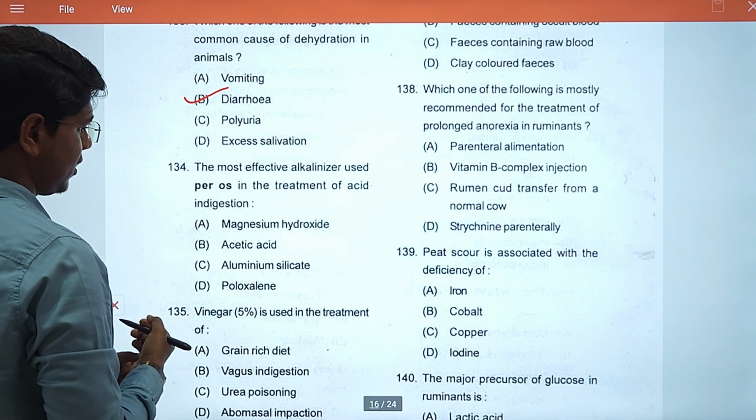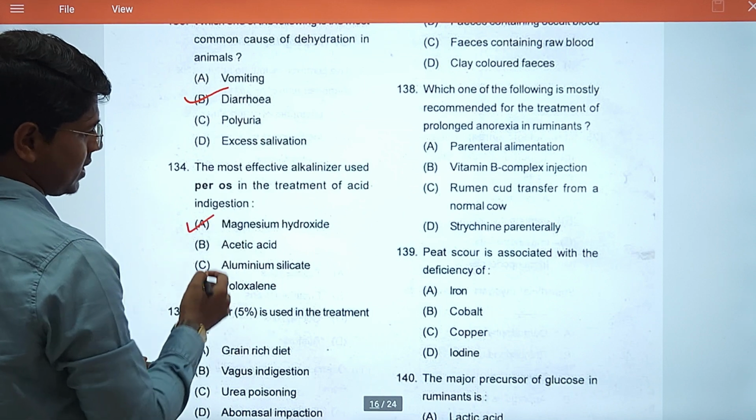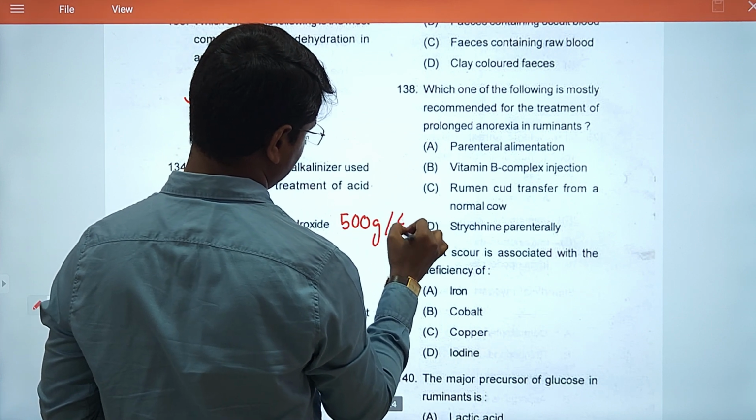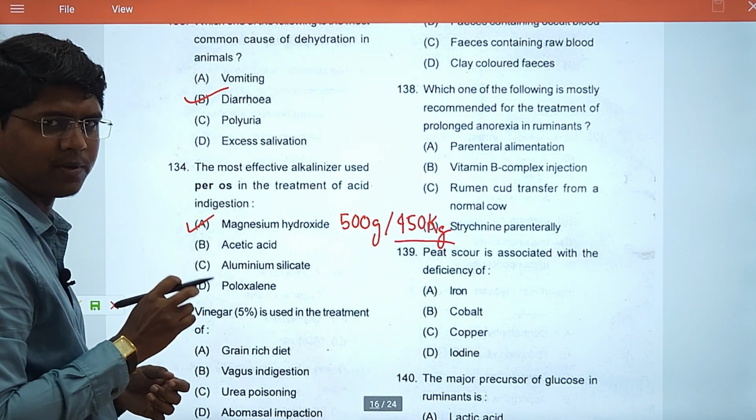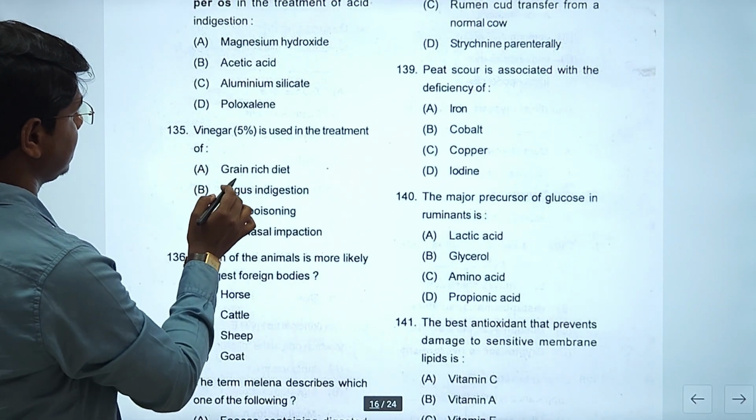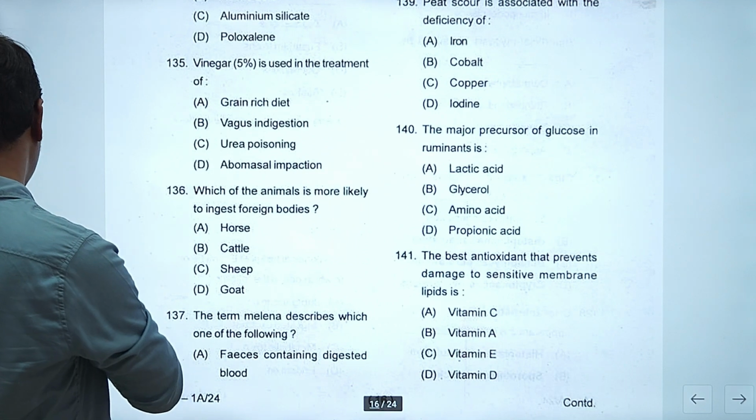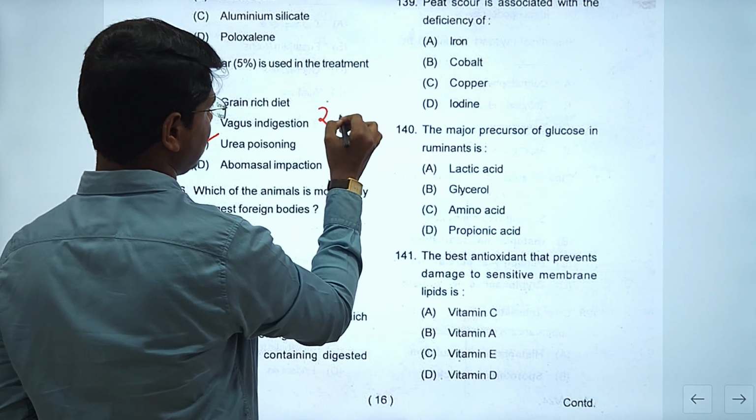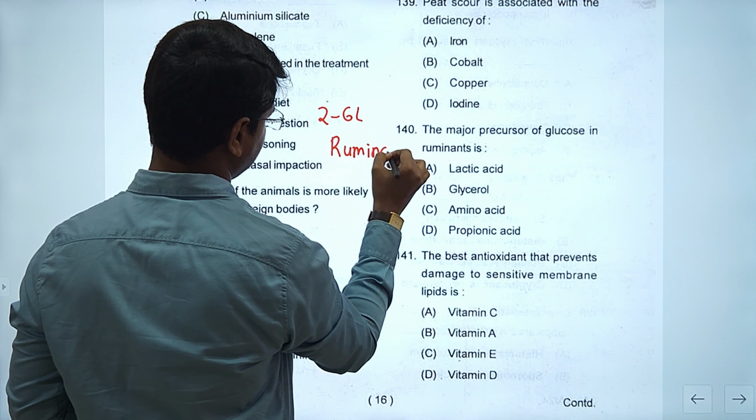The most effective alkalinizer used orally in the treatment of acid indigestion is magnesium hydroxide. Dose rate is around 500 gram for 450 kg body weight. Okay, in an adult cow, you can give 500 gram of magnesium hydroxide. Next question. Vinegar 5% is used in the treatment of urea poisoning. Here you need nearly 2 to 6 liters of vinegar, ruminal infusion in an adult cow.